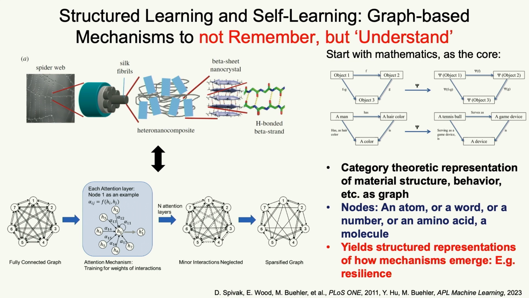And this is what's shown on the right-hand side. So for many years in my group, we've worked on something called category theory. It's a branch of mathematics that really deals with relationships. It looks at the world not as a collection of facts, but as relationships, and relationships between relationships and abstractions. And this is how we understand the world.